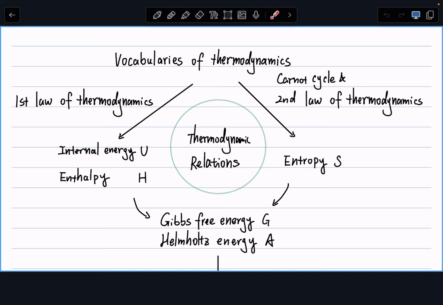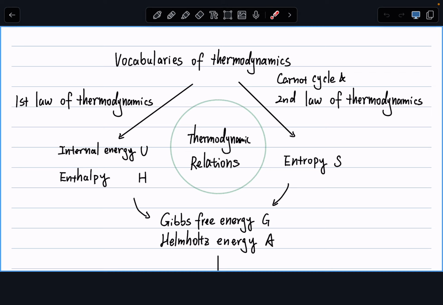So in chapter 1, we started by talking about vocabularies in thermodynamics. So what are these vocabularies, right? What is the definition of a system versus a surrounding? There are different types of system: closed system, open system, isolated system. And then comparing the system and the surrounding, they might be separated by different kinds of walls. You can have rigid versus non-rigid, permeable versus non-permeable, adiabatic versus non-adiabatic walls.